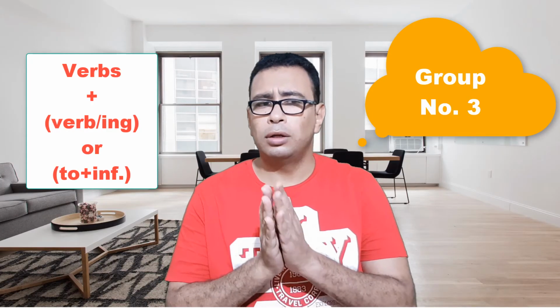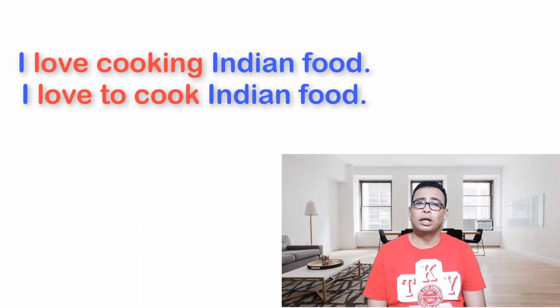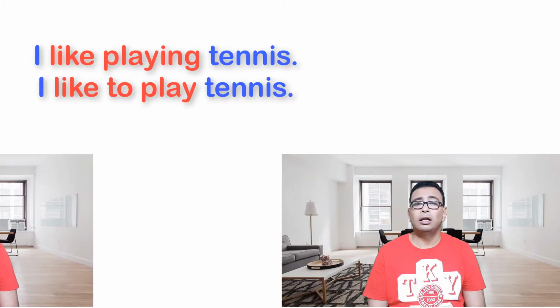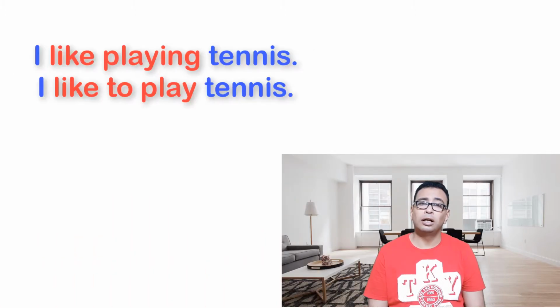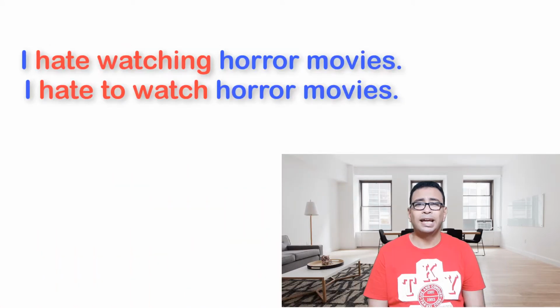Group number three: verbs which can be followed by verb ing or to plus the infinitive. And guess what? The meaning is almost the same. Examples: love, hate, like, prefer. I love cooking Indian food. I love to cook Indian food. I like playing tennis. I like to play tennis. I hate watching horror movies. I hate to watch horror movies. The meaning is the same.